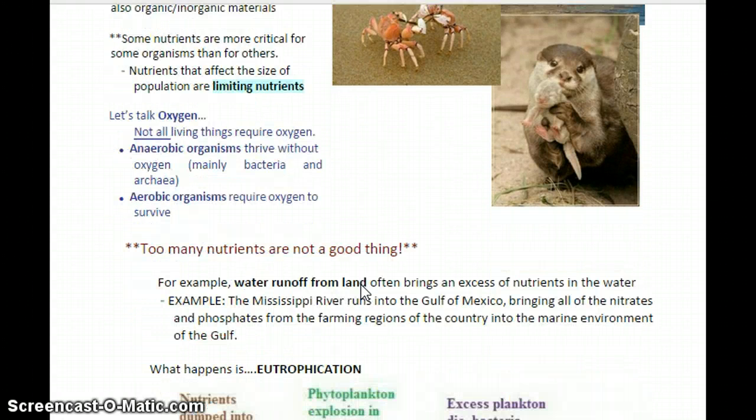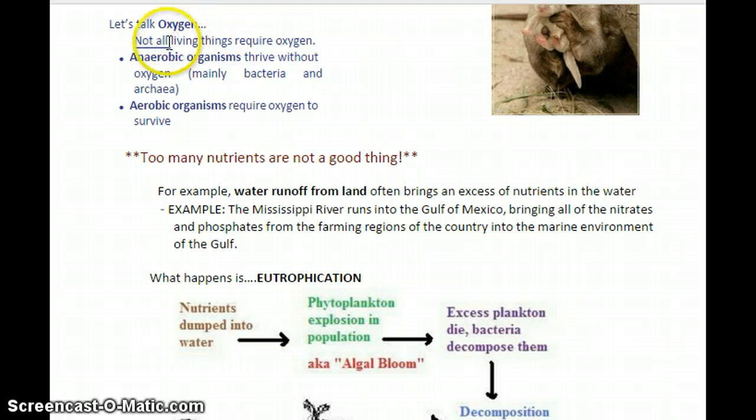So we talked about oxygen. Let's talk about oxygen some more. Not everything requires oxygen. So there are anaerobic organisms, so that might be bacteria, archaea, some types of fungi, but mostly bacteria and archaea. And these guys can thrive without oxygen. And for some of them, oxygen is actually toxic to them. So aerobic organisms are organisms that require oxygen to survive, so that's us.